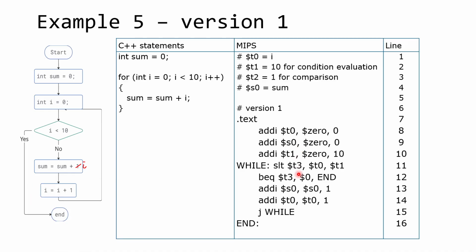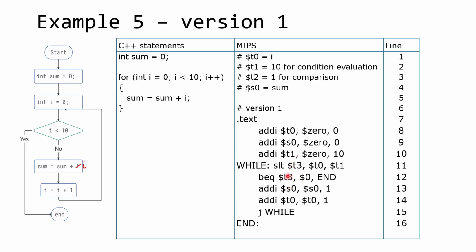Now, same thing, right? T0 is used for I, and then S0 is used for the sum. So first, you need to declare sum is 0. So S0 is 0, and then T1 is initialized with 0 plus 10. So we will get 10. Now, set less than, with T3 as the flag. Okay. So is T0 less than T1? So true.